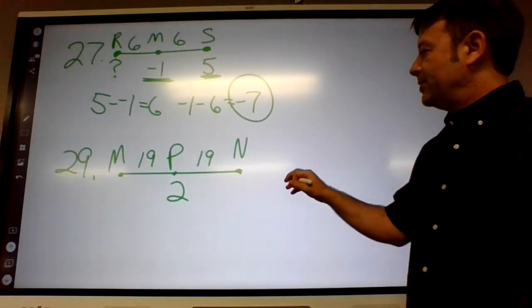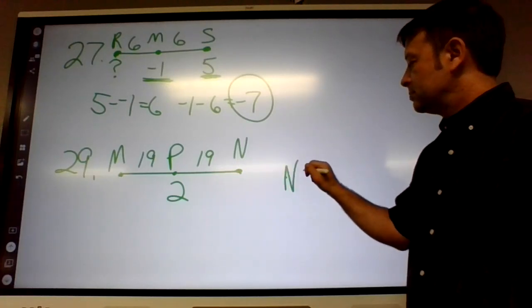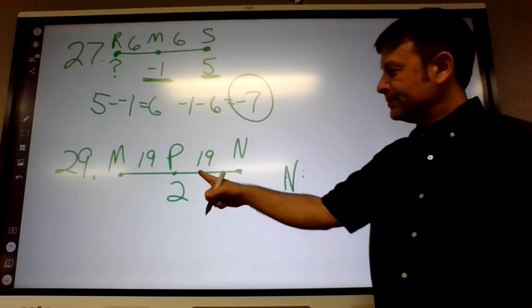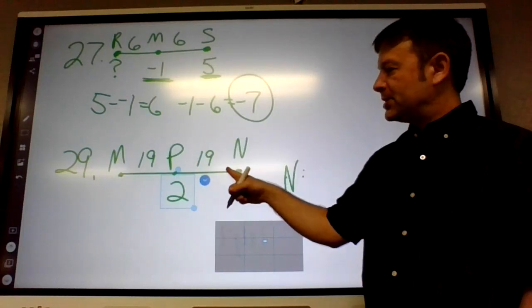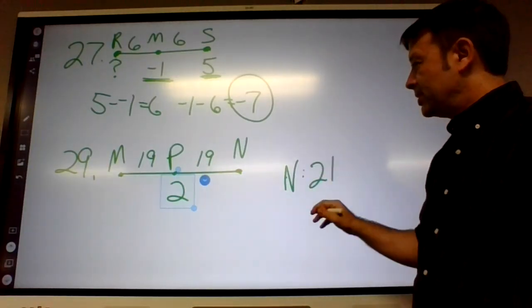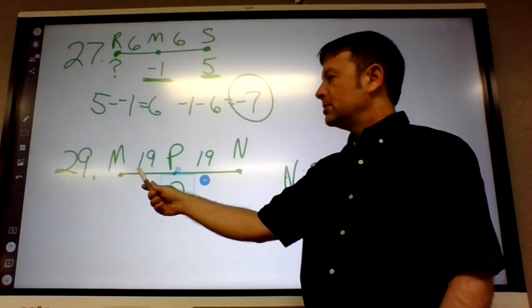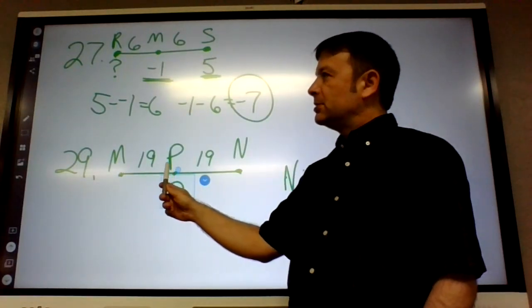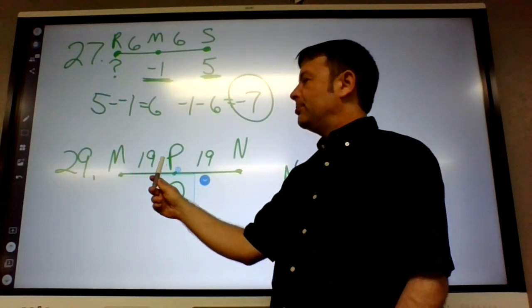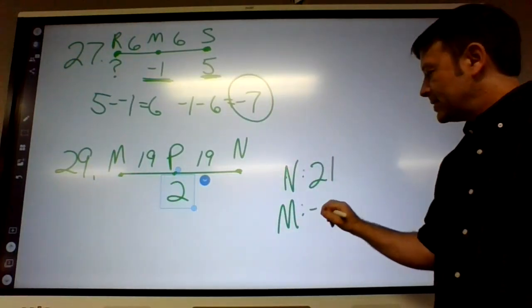So how do I find the coordinate for N? Two plus 19, 19 to the right. So it'd be 21. How do I find the coordinate for M? So going backwards, it would be 2 minus 19, going back to the negatives. So it would be negative 17.